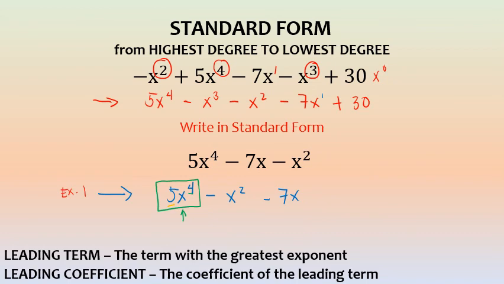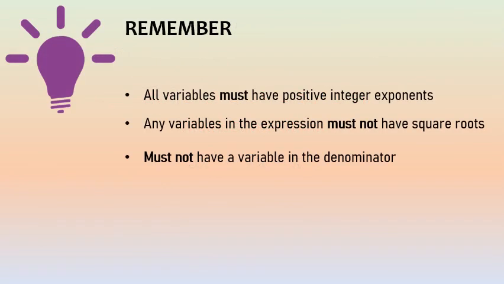Okay? So again, the leading term is the term with the greatest exponent, and the leading coefficient is the coefficient of the leading term. So that is still the same. So 5x raised to 4 as your leading term, that holds true para dito sa example na ito. So in this example, your 5x raised to 4 is also your leading term, and 5 is your leading coefficient. Okay? So before we end this video lesson class, it is important to remember the following reminders.